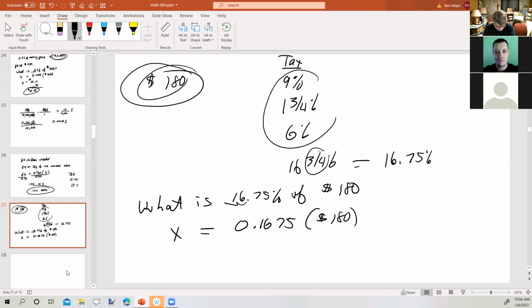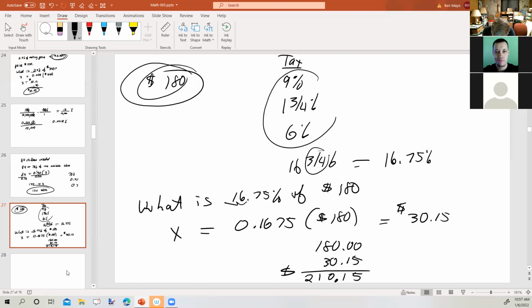All right, let's take 0.1675 times $180, and we get $30.15, which would be the amount of the tax. What if it asked for the total price of the room? Then you would take the 180 plus the $30.15, and you'd get $210.15. Okay.